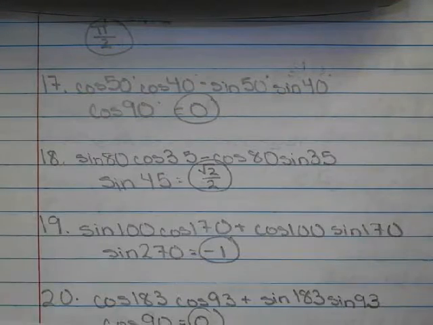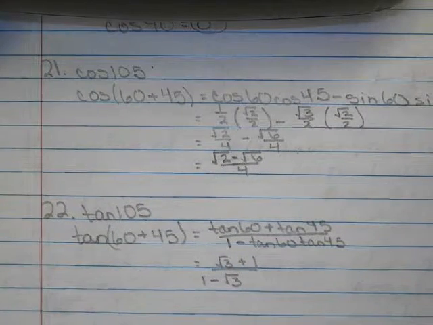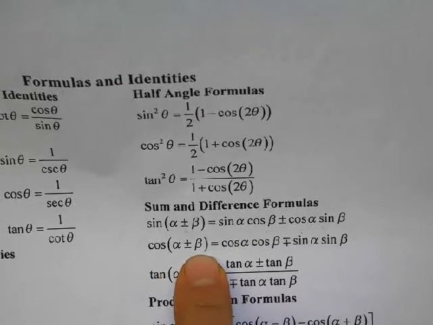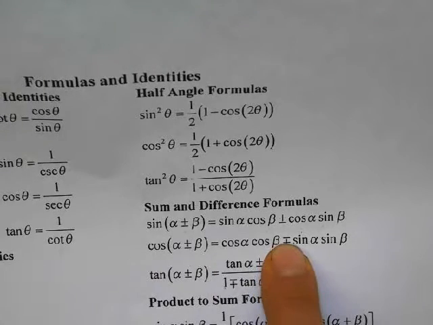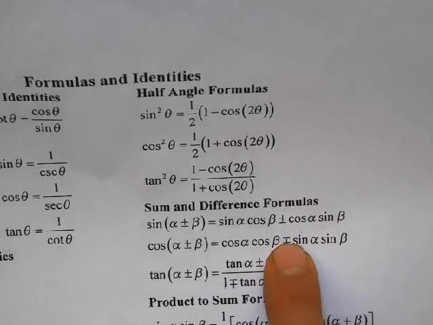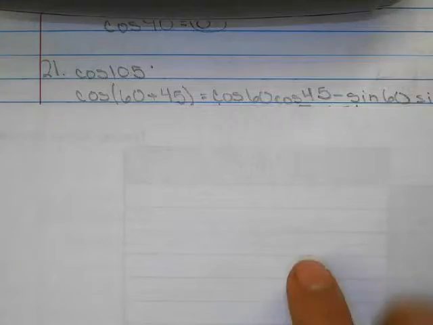Now we're going to do some where we go the other way. Here we have the cosine of 105. 105 is not on the unit circle, so we're going to break it up into 60 and 45. Now looking at my angle sum formulas, 60 is going to be my alpha, and 45 will be the beta. If I'm adding them, then in the middle I have to subtract them. So I have to write it as cosine alpha, cosine beta, minus sine alpha, sine beta. So here I have cosine 60, cosine 45, minus sine 60, sine 45.